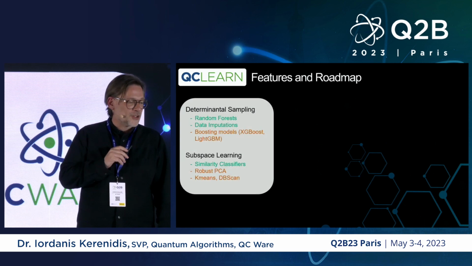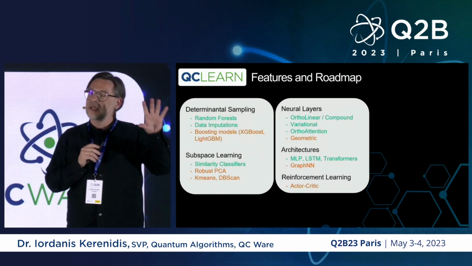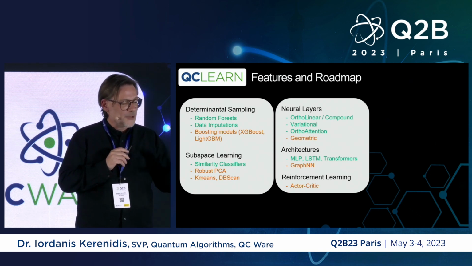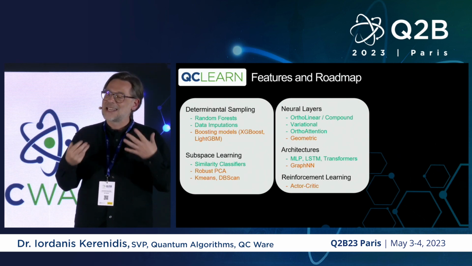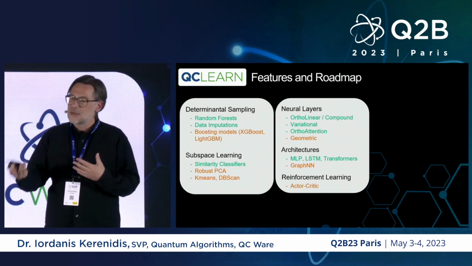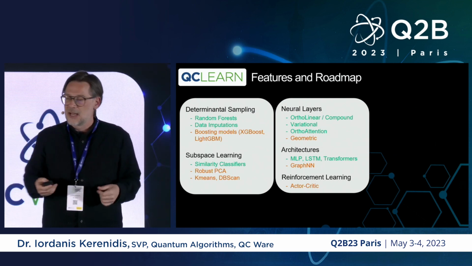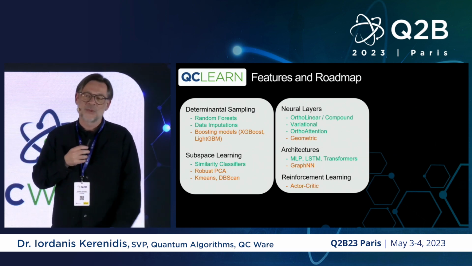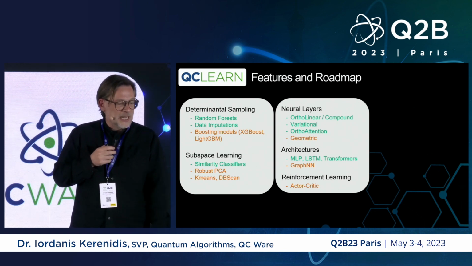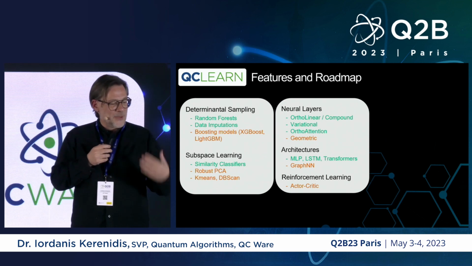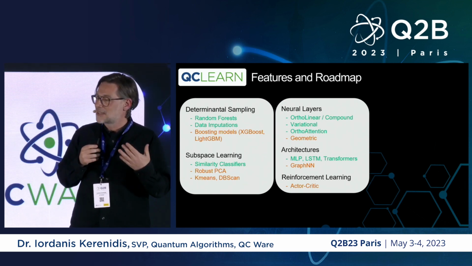Okay, features and roadmap of QCLearn. As I said, we discussed determinant sampling methods and subspace learning. We didn't talk a lot about subspace learning, but these are important methods when you have dynamic types of data, things like time series or videos, where there is this extra dynamic aspect of the data, and this is where subspaces are extremely important. Neural layers, as we said, cover many different types of architectures, including transformers. This is the T from ChatGPT.